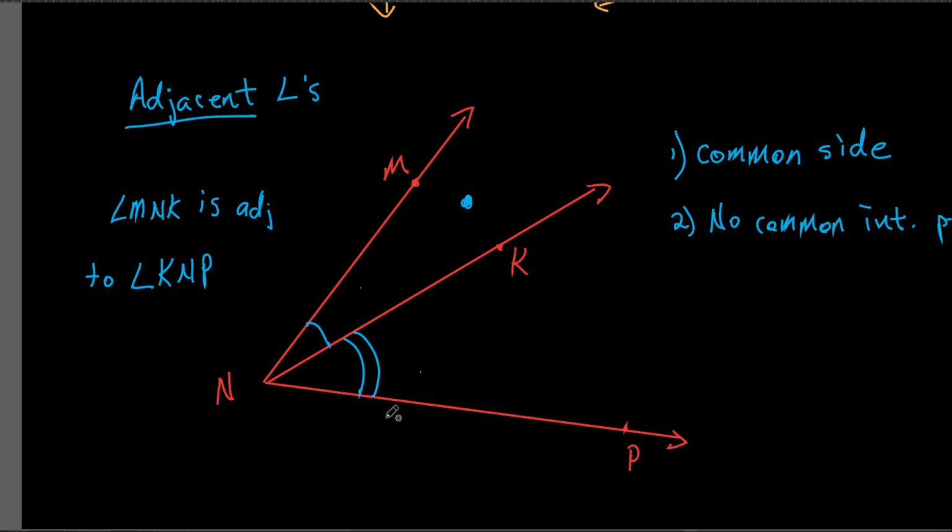This point lies in the big angle, and it also lies in this little skinny angle. Is that no common interior points? No, that means it does have a common interior point. That means it is not adjacent. So this big angle right here and this skinny little angle right here are not adjacent to each other.